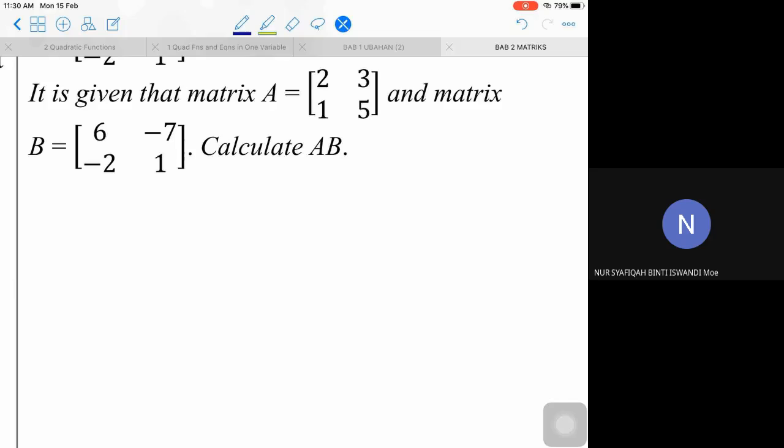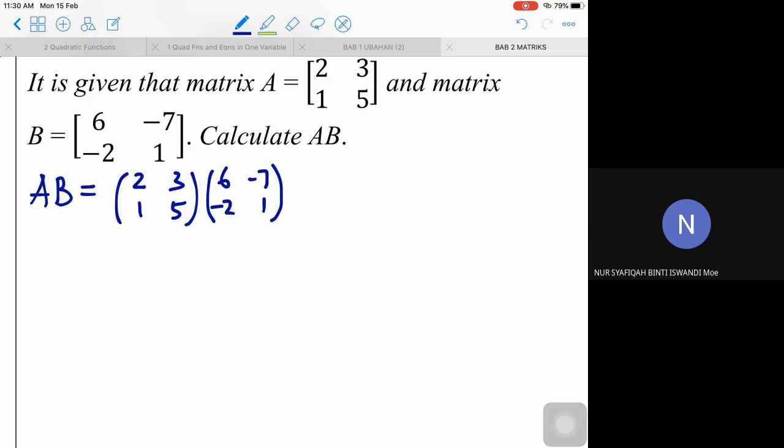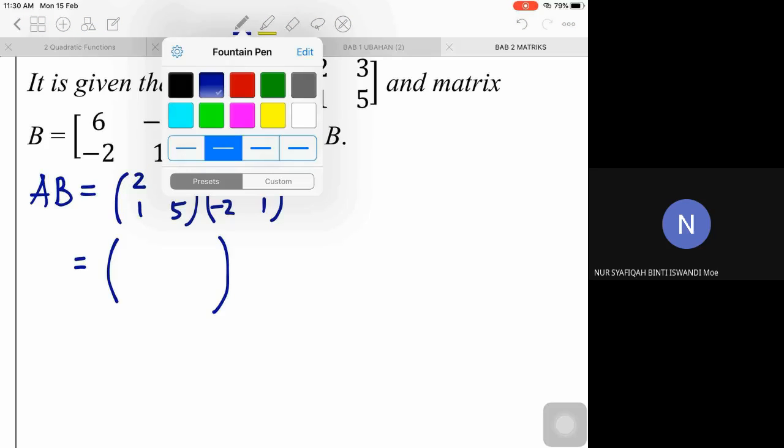First of all, we write down AB. The matrix AB is equal to the matrix A, and first we need to follow the order: 2, 3, 1, 5, multiplied by the matrix B, 6, -7, -2, 1. So what is the answer? Actually if we look at this matrix, the first one is 2 times 2, is it? 2 times 2.